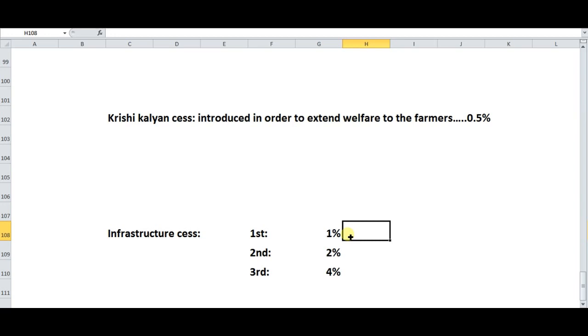The first slab, 1% infrastructure cess, is applicable on petrol or LPG or CNG. I mean, if you are going to manufacture any petrol, LPG, CNG related vehicles, then you need to pay the 1% tax to the central government, and the vehicle should not exceed 4 meters, and the engine capacity not exceeding 1200 cc.